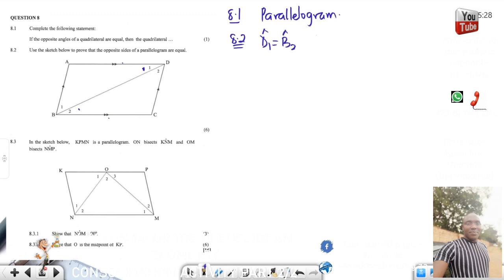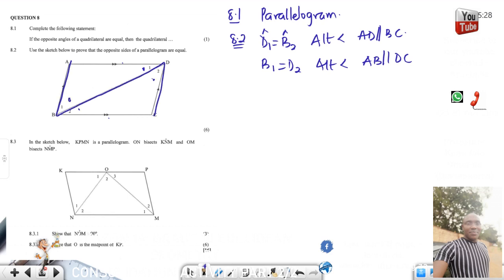What's the reason? Alternate angles. And remember, when you say alternate angles, you need to tell us which lines are parallel. AD is parallel to BC. In the same way, can we say B1 is equal to D2? Alternate angles, but in that case, AB must be parallel to DC. Are we sure? Let's check.